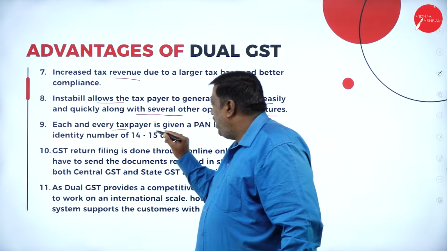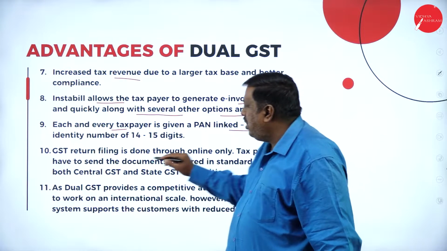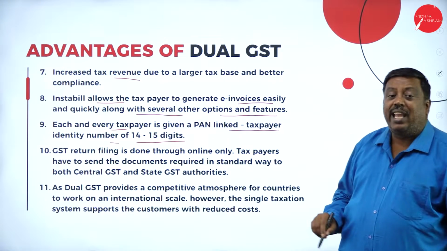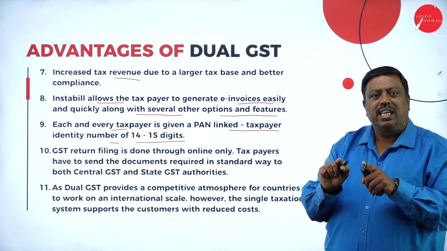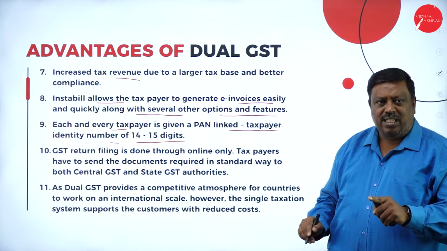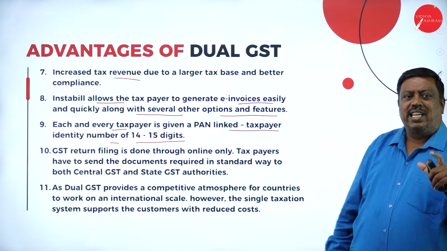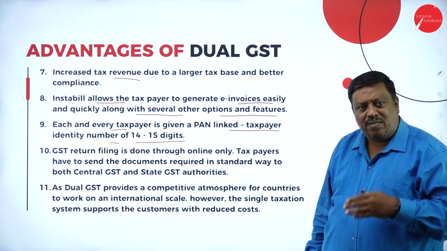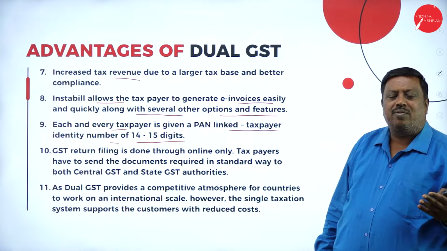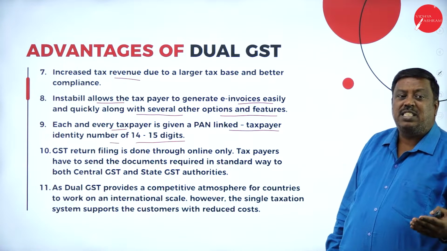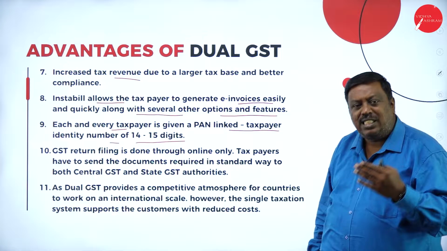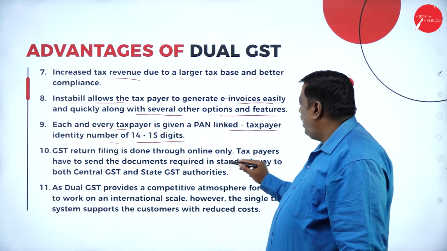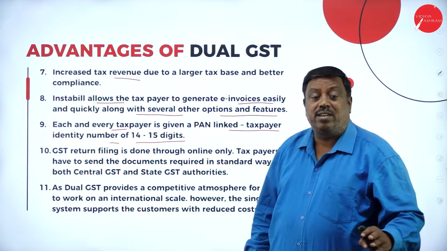Each and every taxpayer is given a PAN-linked taxpayer identity number of 14 to 15 digits, which they have to display in bold in the business place, so that it can be viewed by all the people who are getting the benefit of the service, or the consumers from whom the tax is collected by the business people. The number should be displayed in the business place. GST return filing is done online only, so there is no offline return here.